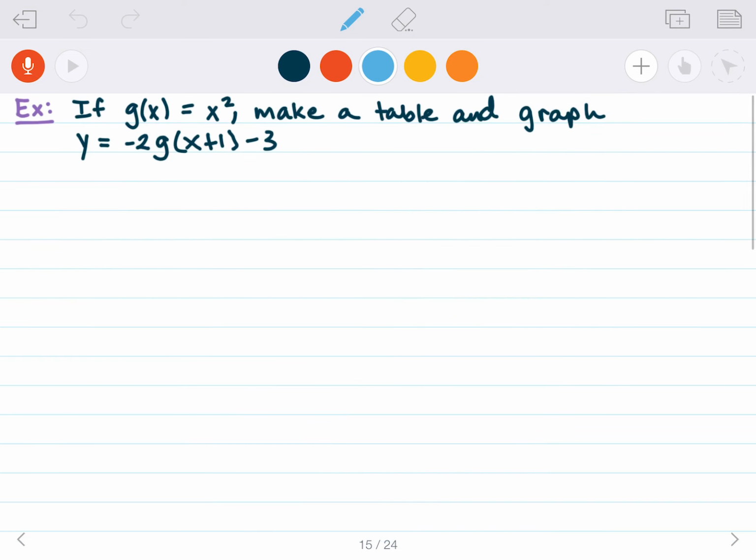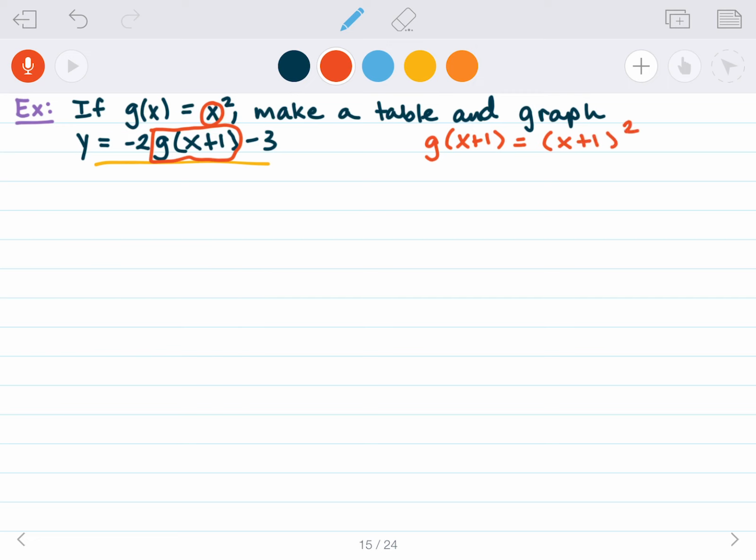All right, let's see where we're at now. Let's look at this guy. So it says, if g of x equals x squared, make a table and graph with this transformation, -2 g of x plus 1 minus 3. So the first thing I like to do with problems that look like this is make it look a little familiar. I don't like this g in here. So since g of x is x squared, we can get rid of this by saying, hey, g of x plus 1, I'm simply plugging x plus 1 into my argument for g. So this is just x plus 1 squared.